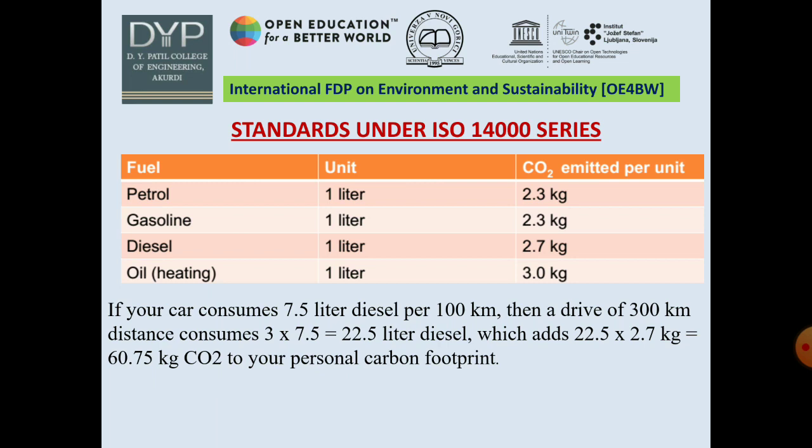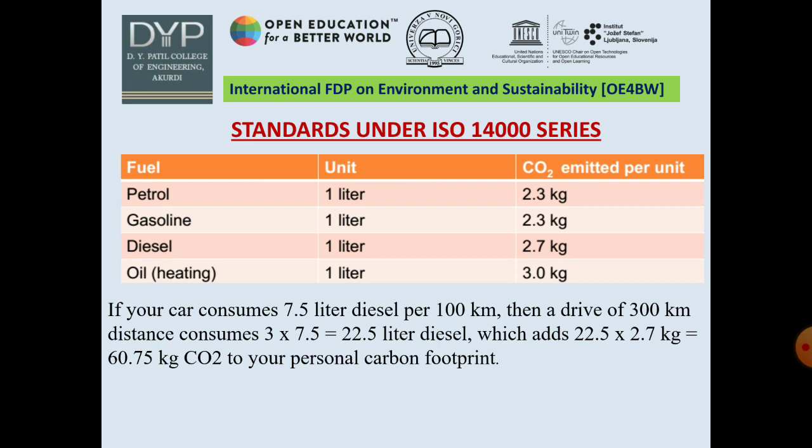So this is a table which shows the carbon emission by consumption of petrol, that is 1 liter petrol emits 2.3 kg of carbon. Similarly, gasoline, diesel and oil, 1 liter consumption emitted 2.3 kg, 2.7 kg and 3 kg CO2 into environment. Using this example, we will discuss how to calculate the carbon footprint.